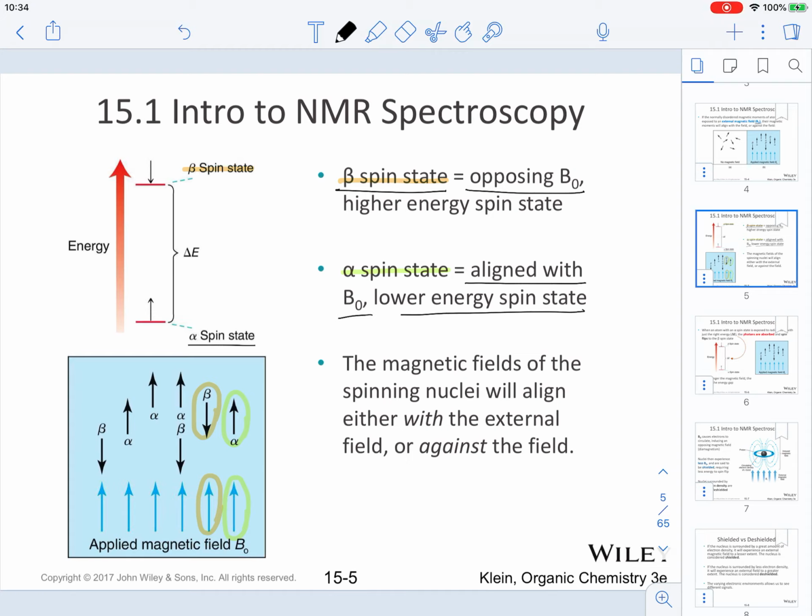But in summary, the magnetic field that is created by the spinning charges in the nucleus will align either with the external field or against this external field.